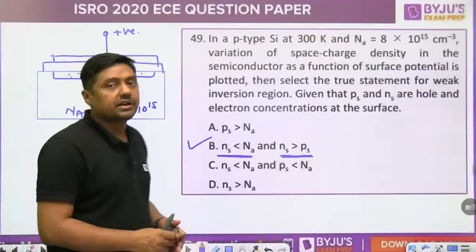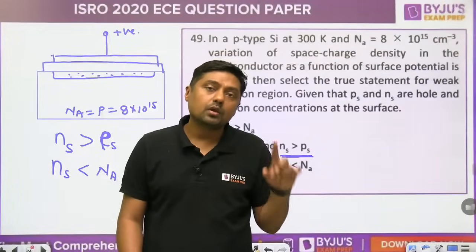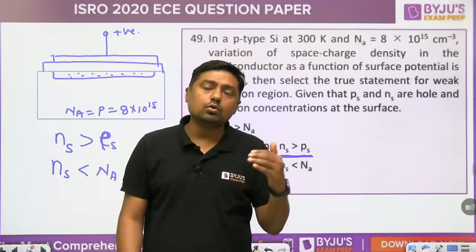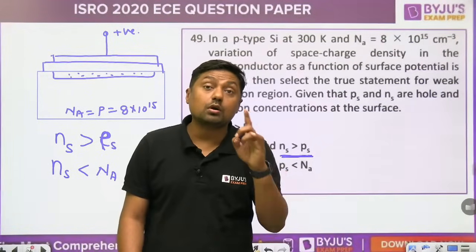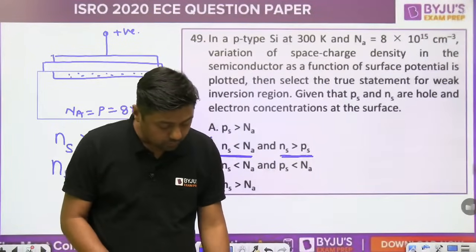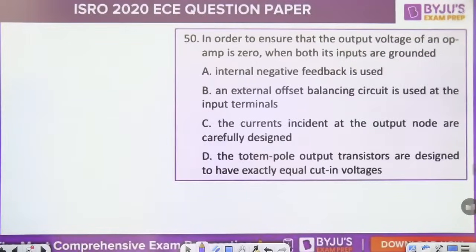Concentration of electron is greater than concentration of hole at the surface, but it is less than what? Concentration of acceptor impurity. Once it is equivalent to acceptor impurity, that is called strong inversion. Concept of MOSFET we are using here. Remember, again, theory question.